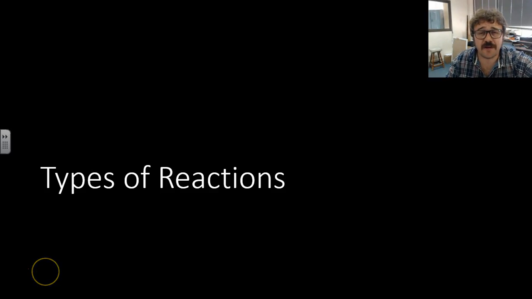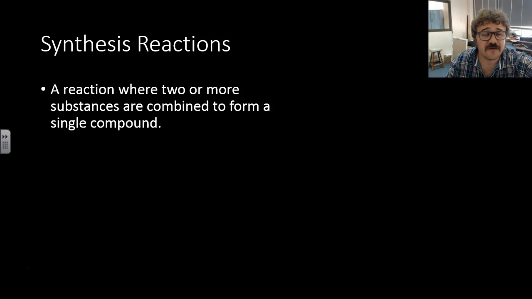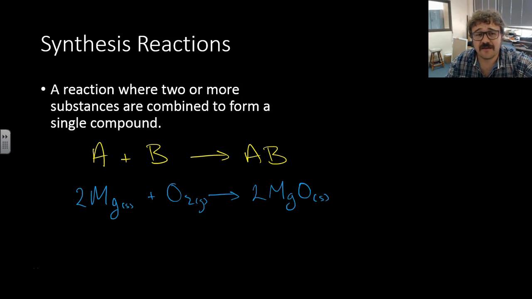Alright, so let's have a look at the basic types of reactions. First, we've got our synthesis reactions. Now, a synthesis reaction is where you get two reactants, or two substances, and they combine to form a single compound. And the general formula is A plus B gives you AB.